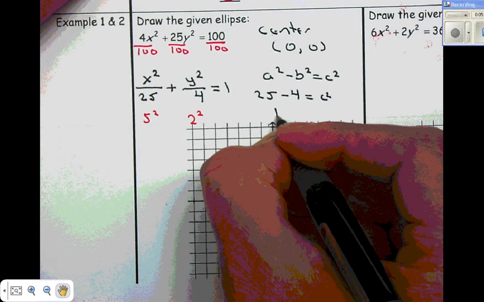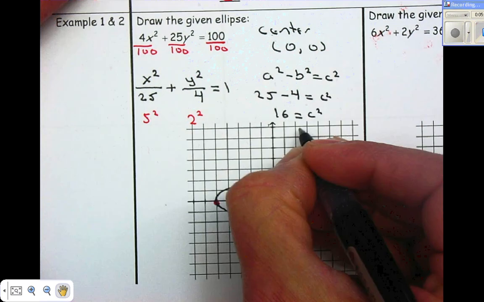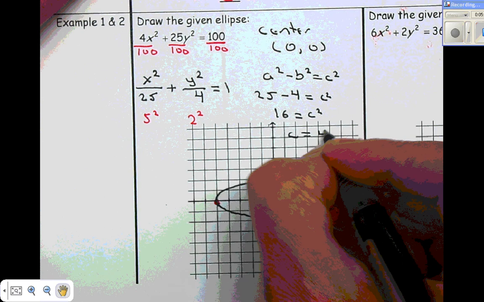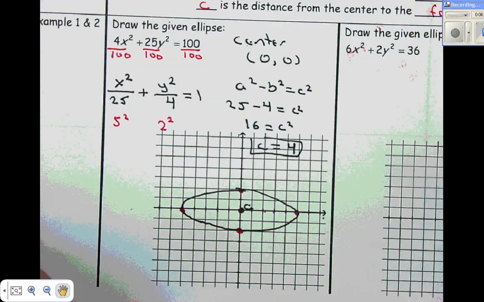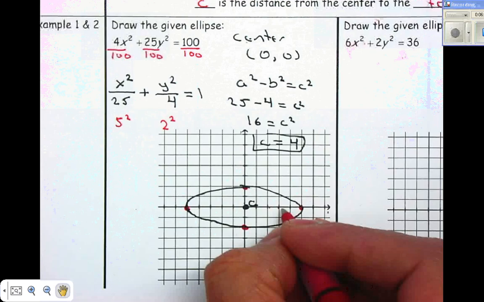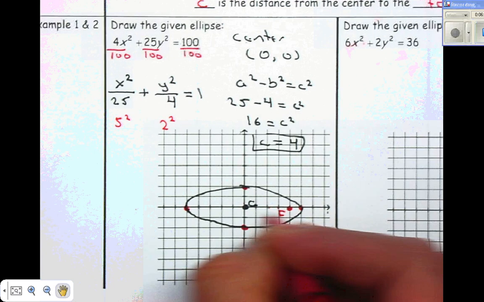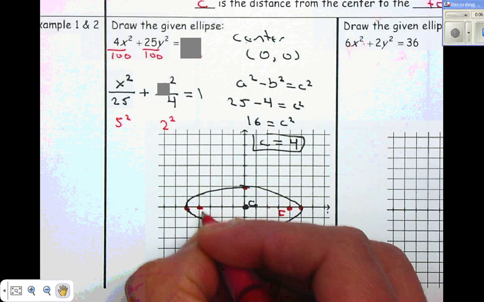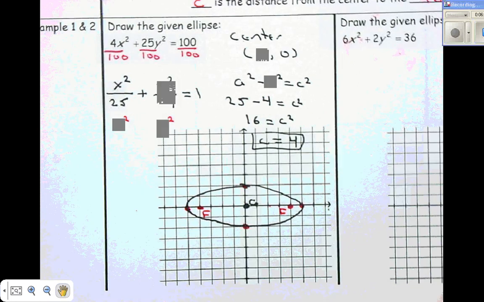So 16 is equal to c squared. That means that c is equal to 4. You just take the square root. So we're going to go to the right 4: 1, 2, 3, 4. And that'll be my focus. And to the left 4, which is my other focus.